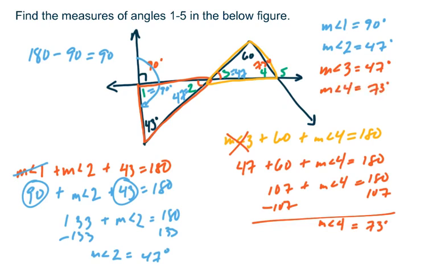All right, so last one. Remember, from here to here, they form a line, so it has to be 180. So 180 minus my 73 gives me a grand total of 107. So the measure of angle 5 is 107 degrees.